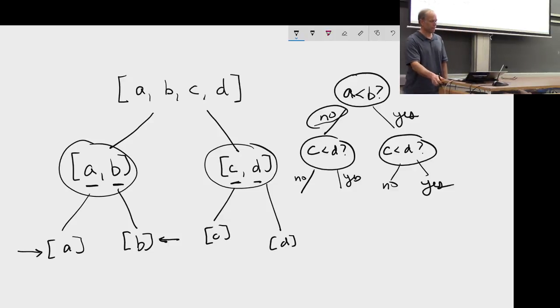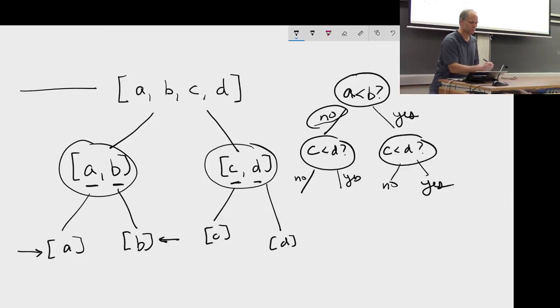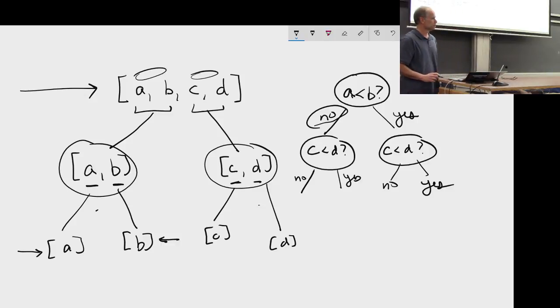And the next comparison that happens will be at this level of the recursion, when it tries to merge the first half with the second half. But whether this is A, B, or BA here, or whether this is C, D, or DC, depends on what the answers to the questions down here were. So let's just say if A was less than B and C was less than D, what will be the next comparison?